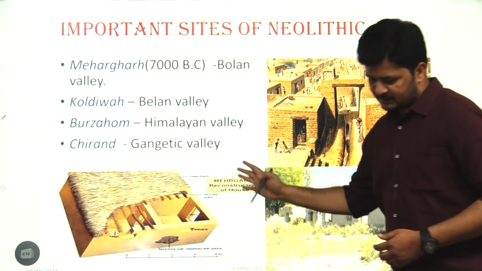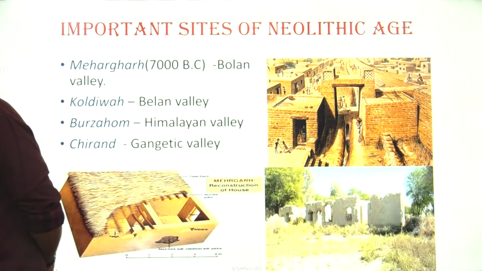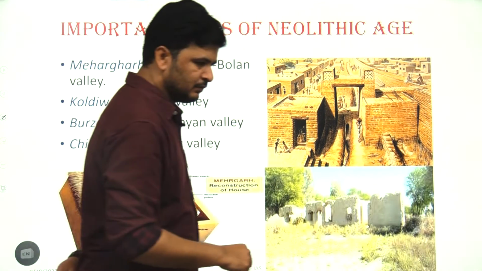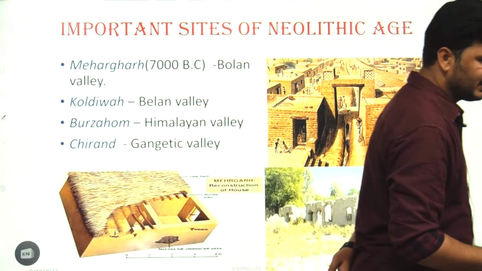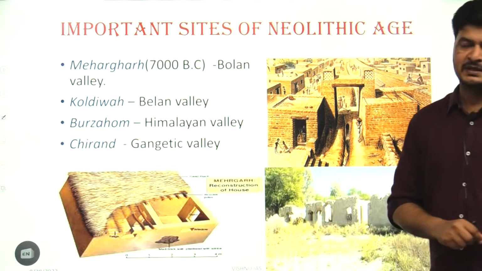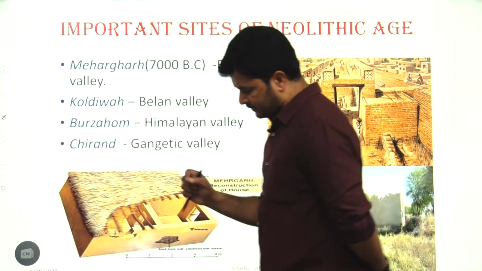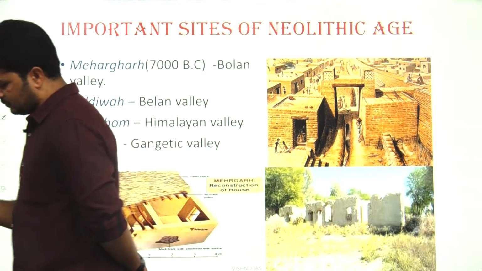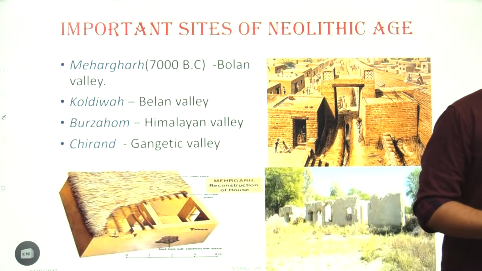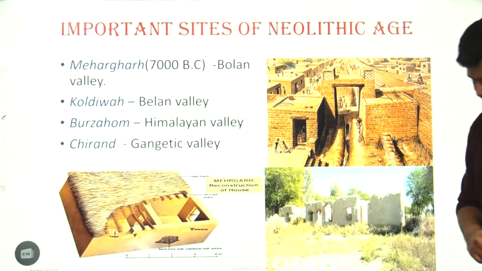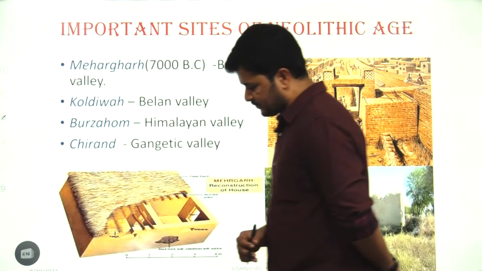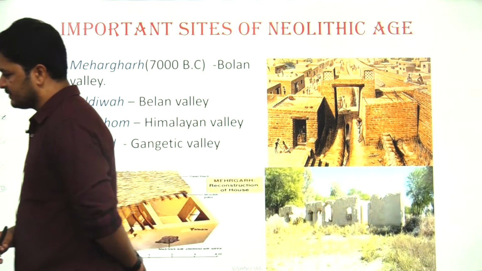Now these are the important sites. As we referred to in the previous session, we have two valleys, two rivers, Belan Valley and Bolan Valley. Belan Valley is in UP, Uttar Pradesh. Bolan Valley is in Pakistan. When it comes to Mehergarh, write down one fact related to Mehergarh. The first people to cultivate, can anyone say? The first people to cultivate rice.